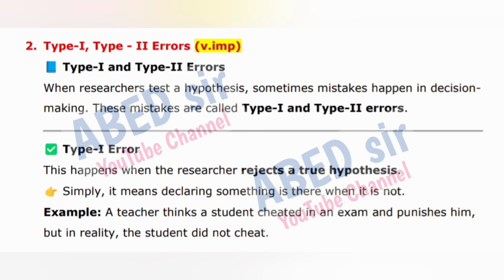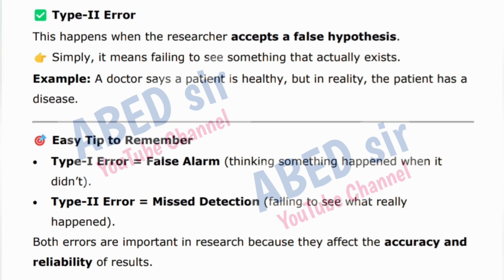Example: a teacher thinks a student cheated in an exam and punishes him, but in reality, the student did not cheat. Type 2 error. This happens when the researcher accepts a false hypothesis. Simply, it means failing to see something that actually exists. Example: a doctor says a patient is healthy, but in reality, the patient has a disease.